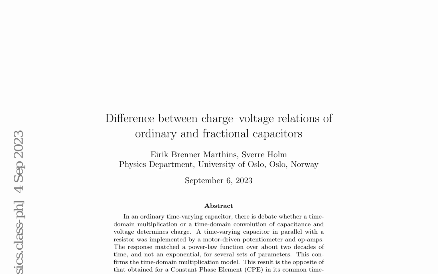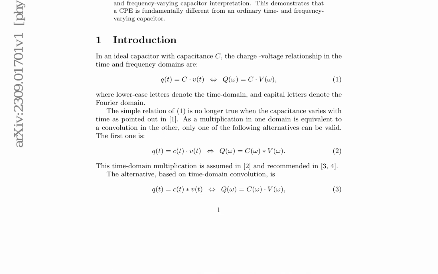The research discusses the difference in charge-voltage relations between ordinary and fractional capacitors. It begins by highlighting the debate in the time domain: multiplication or convolution of capacitance and voltage determining charge in ordinary time-varying capacitors. The authors implemented a time-varying capacitor in parallel with a resistor using a motor-driven potentiometer and op-amps, finding a power law function response over 2 decades of time, confirming the time domain multiplication model.